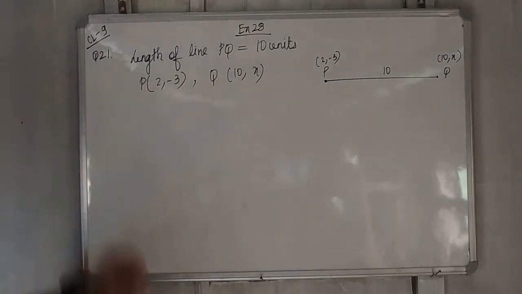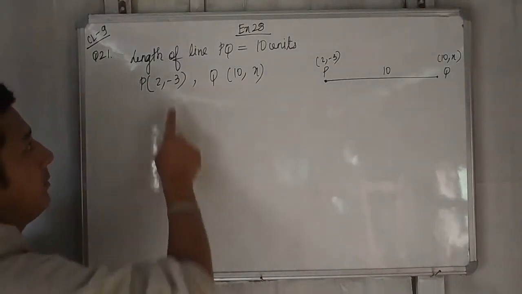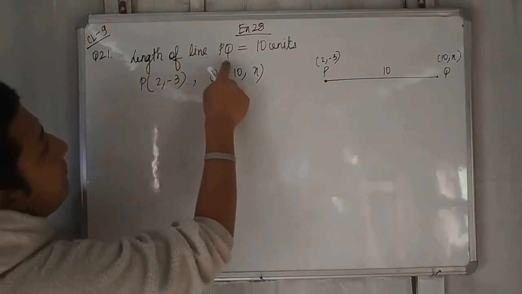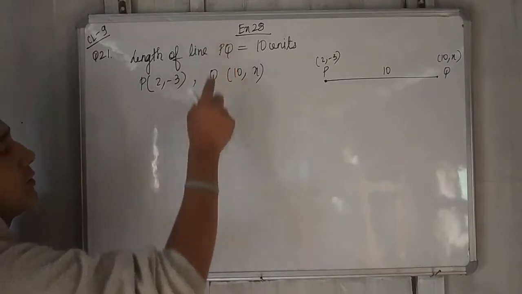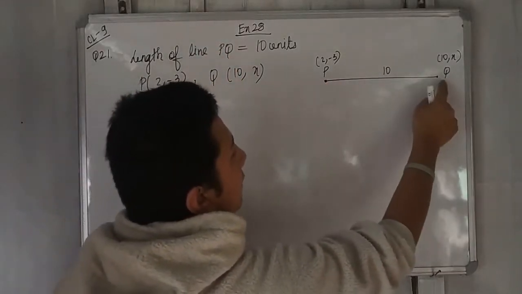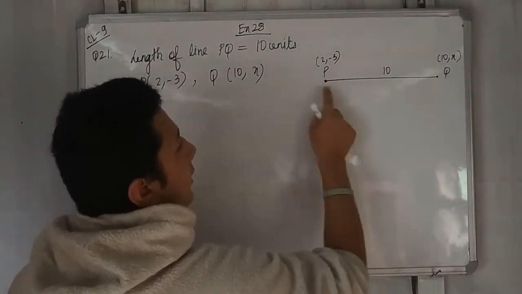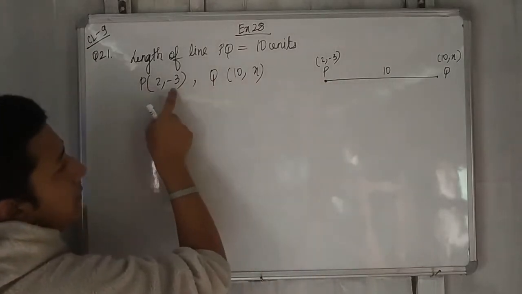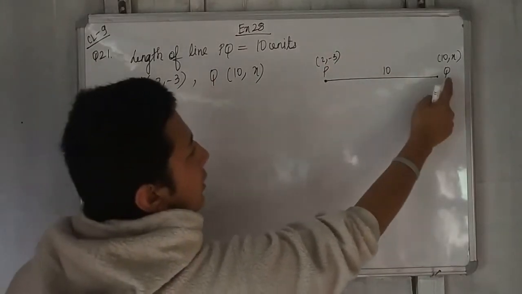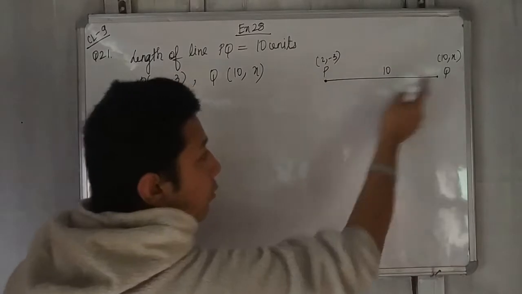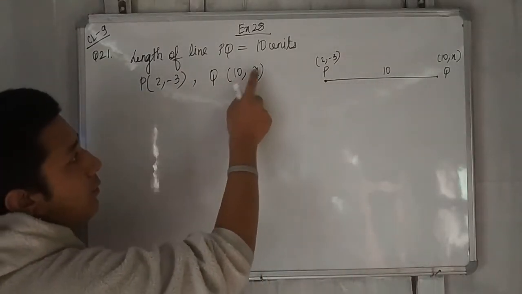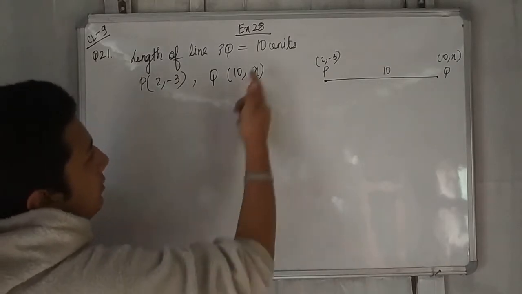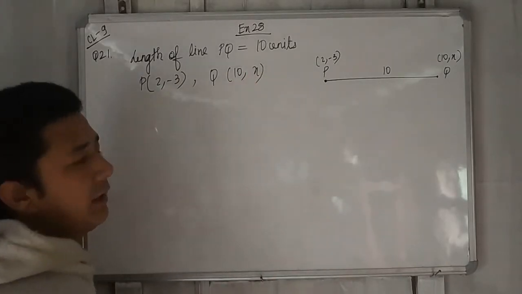Okay, number 21 says the length of the line PQ is 10 units. I've made a figure out here. PQ is a line segment. The coordinates of P are given as 2, minus 3, and in the coordinates of Q, only the abscissa is given. Abscissa means the first value, and ordinate is the second one. So you can take it as x, or a, b, any variable.